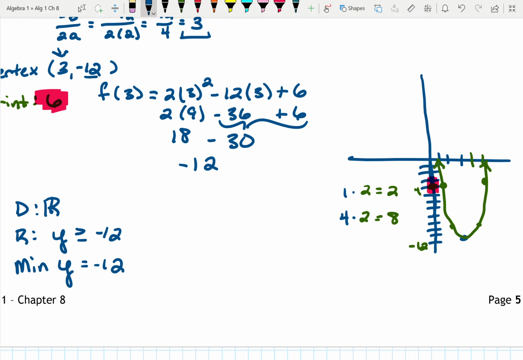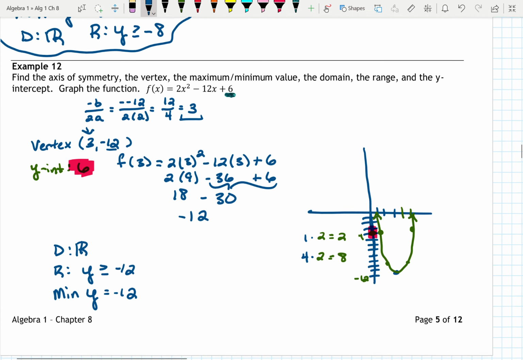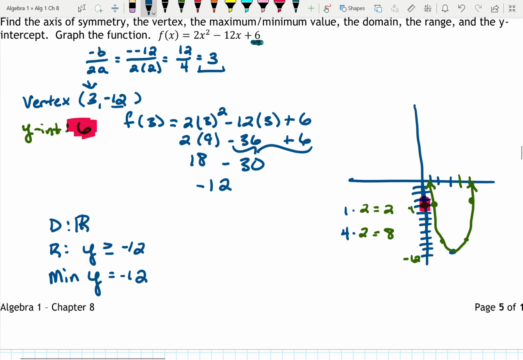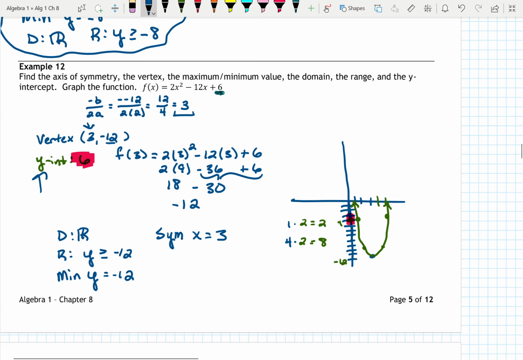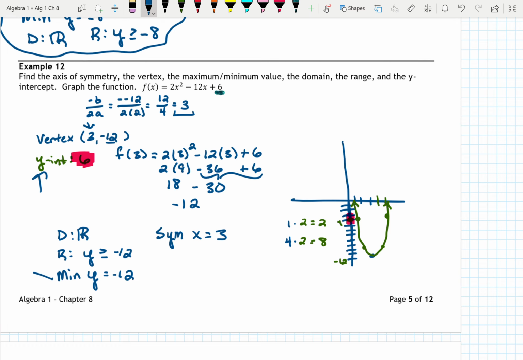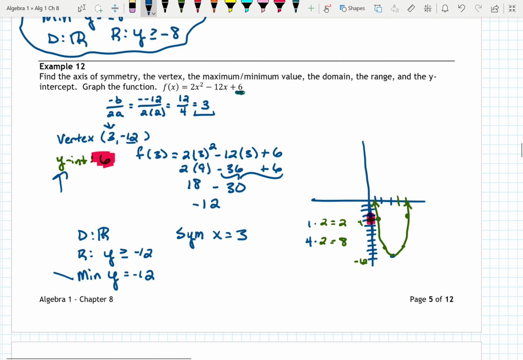And then what's my last thing I need? I need the axis of symmetry. I forgot that. My symmetry line is going to be at x equals +3. And I wrote my y-intercept right up there, so we're good on that. I think that's it. Let me check it once more. Axis of symmetry, vertex, minimum or maximum. We wrote our minimum there. Our domain, range, and y-intercept. Yep, so there it is.